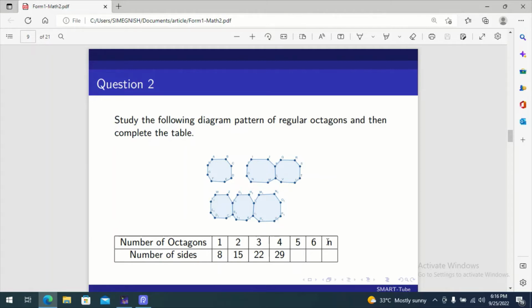Or another way of finding this is we can just use the sequence. So for the sequence, look at this one. We have 8, the first one, and 15. What's the difference? The difference between 8 and 15 is 7. Similarly for 15 and 22, we have 7 as the difference. And for 22 and 29, we have 7 again as a difference.